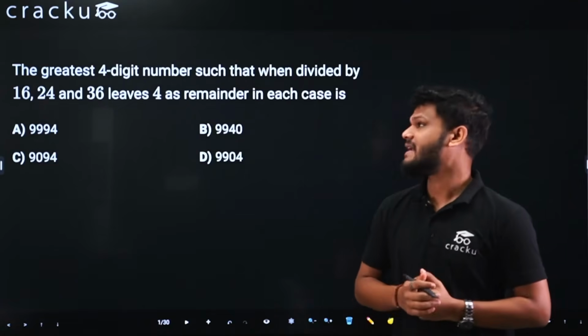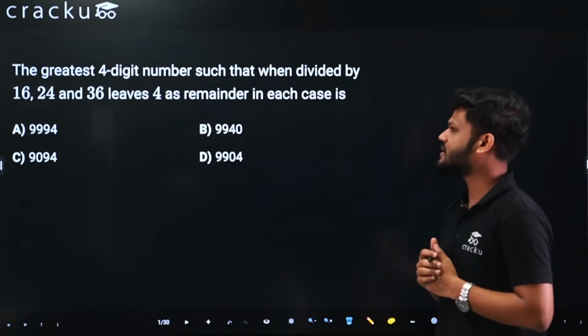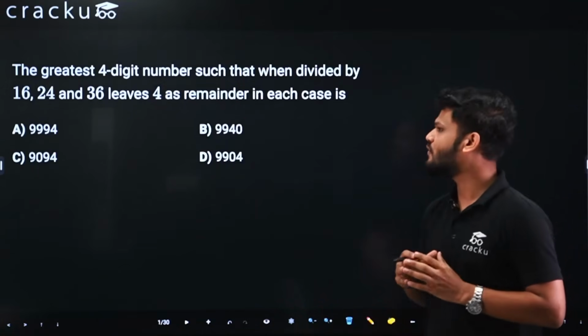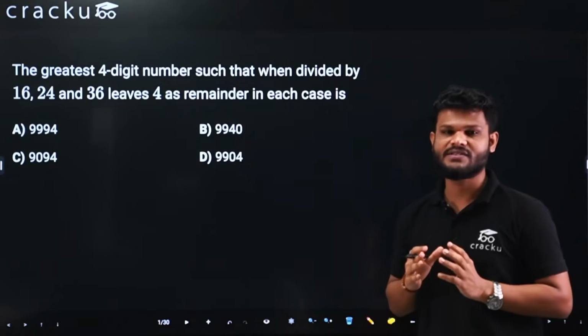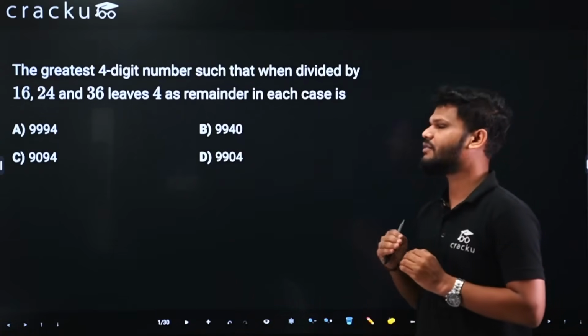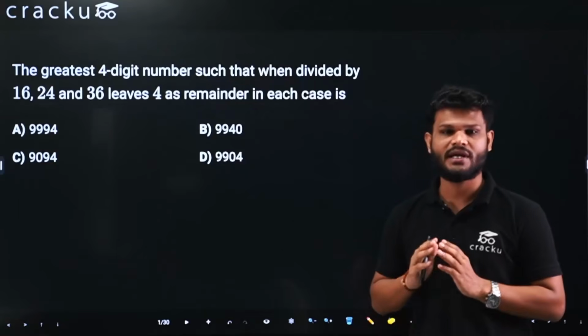So in this question we are asked the greatest 4-digit number such that when divided by 16, 24 and 36 leaves 4 as remainder in each case is what? So we need to find the number which, when divided by 16, 24 and 36, leaves the remainder 4 in each of the cases.